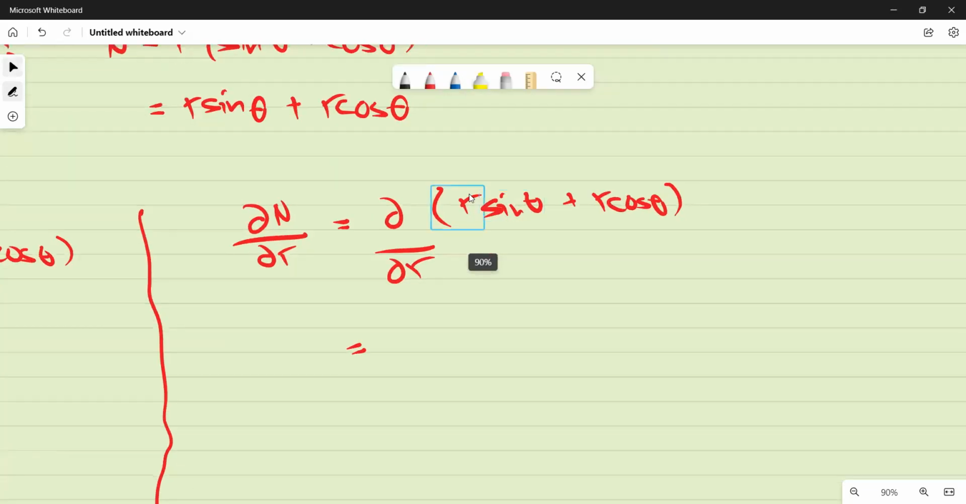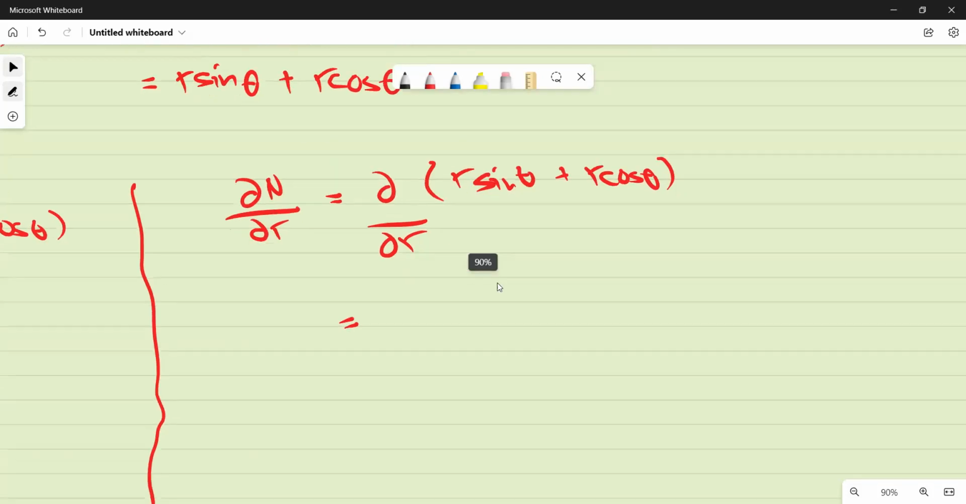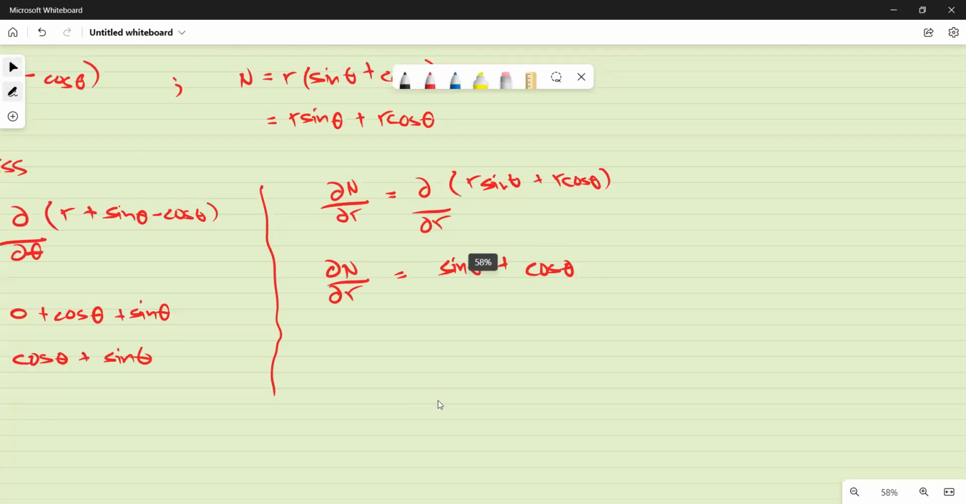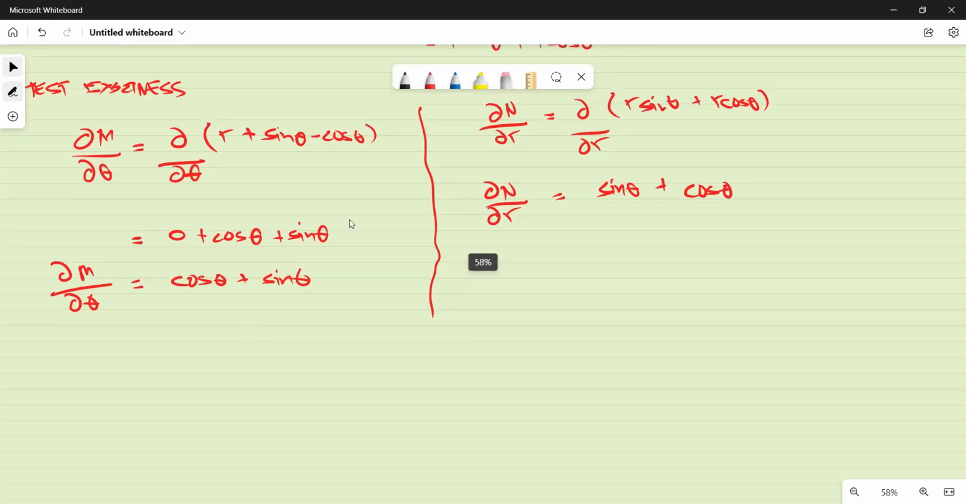Eh since R is the variable that we're going to derive, edi 1 lang yan, no? So matitira lang dyan yung sine theta. Same goes with plus cosine theta. So plus cosine theta lang yan. So therefore, our partial of N with respect to R is sine theta plus cosine theta. And if you will see, they are equal. So therefore, our differential equation is exact.